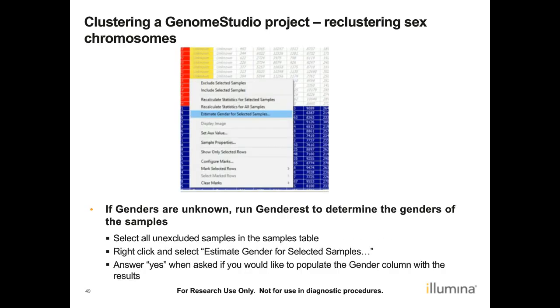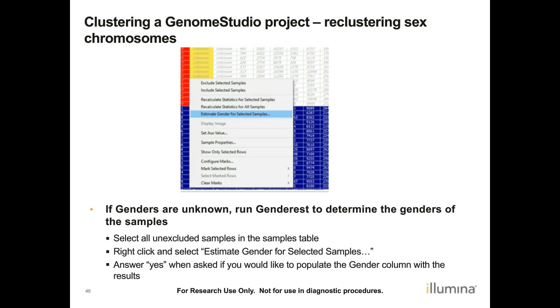Now, if your project doesn't happen to list the genders for your samples, you can ask GenomeStudio via the algorithm GenderEst to actually determine the genders of your samples. In the samples table, select all the unexcluded samples. So the excluded samples are grayed out. Select all the samples which are not grayed out. Right-click and select Estimate Gender for selected samples.